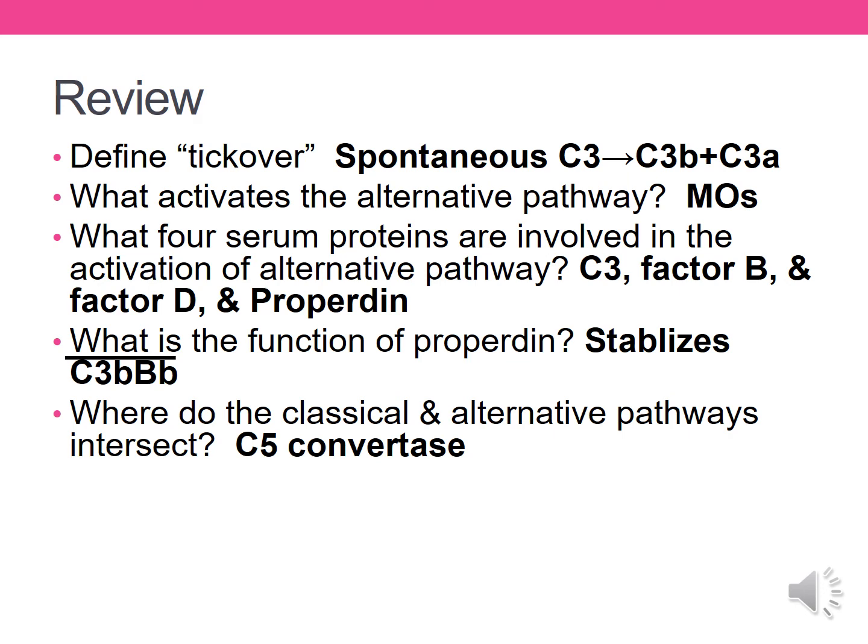So what activates the alternative pathway? Most of the time it is microorganisms. What four serum proteins are involved in the activation of the alternative pathway? We have C3, factor B, factor D, and properdin. What is the function of properdin? It has a stabilizing effect on C3bBb, or C3 convertase. Where do the classical and alternative pathways intersect? That would be at C5 convertase.